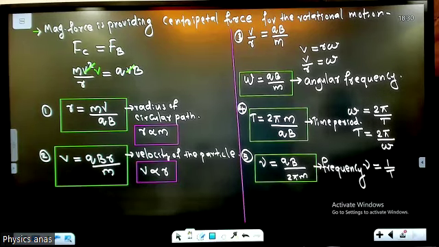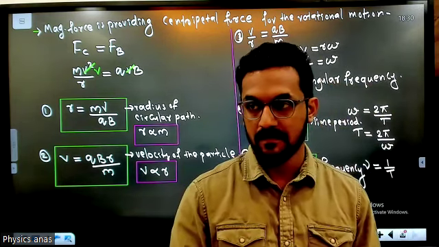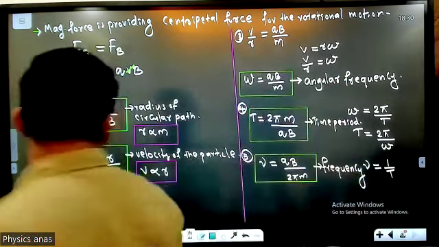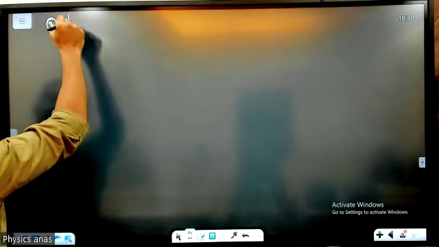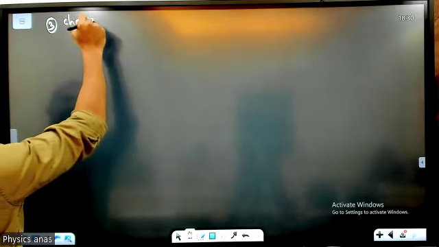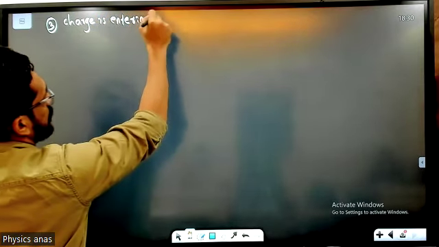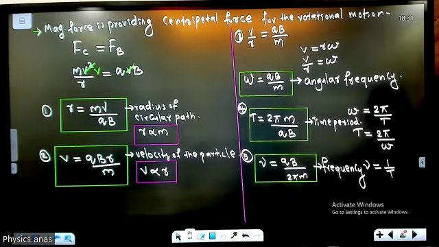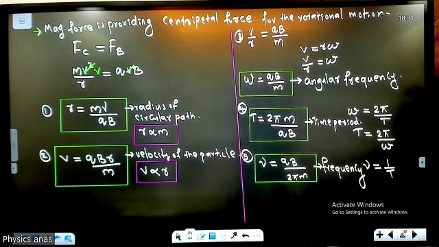Now the third case. Charge is entering the magnetic field with an angle theta. Let's discuss that. Charge is entering the magnetic field at an angle theta.